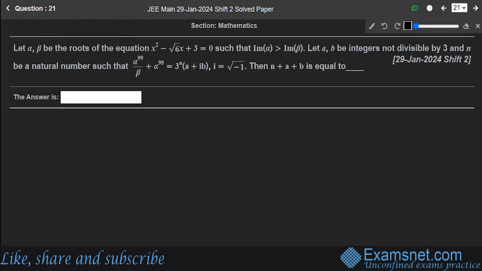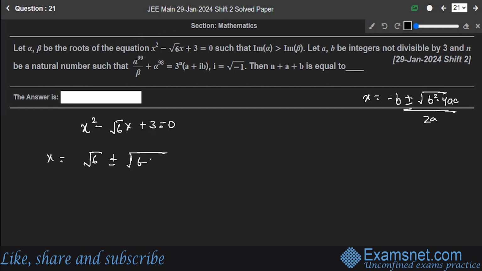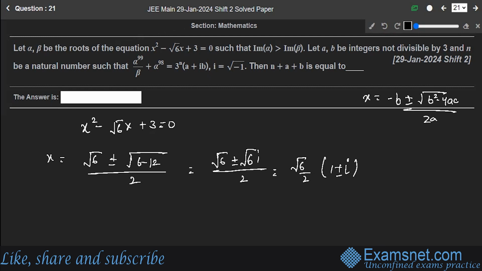So you have this equation, x square minus root 6 x plus 3 is equal to 0. Applying the quadratic formula, which is minus b plus minus root of b square minus 4ac upon 2a, you will have x as root 6 plus minus root of 6 minus 12 upon 2. This gives you root 6 plus minus root 6 iota upon 2. Let's take root 6 upon 2 common: 1 plus minus iota.